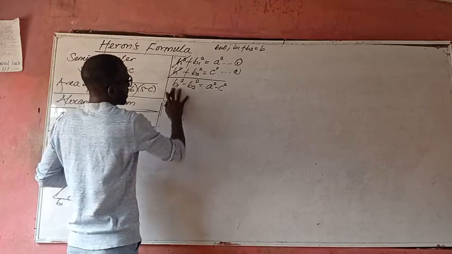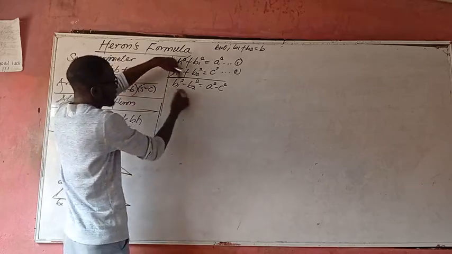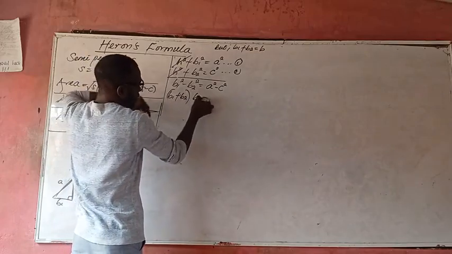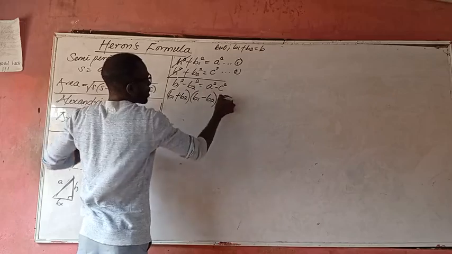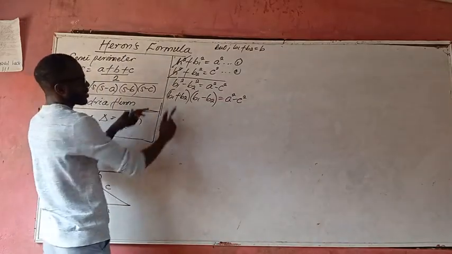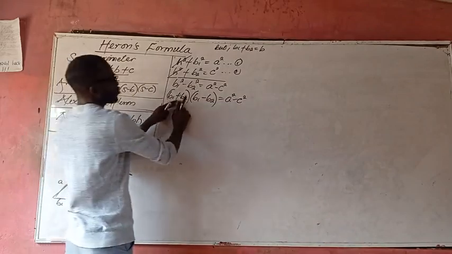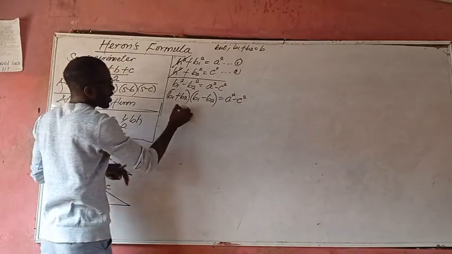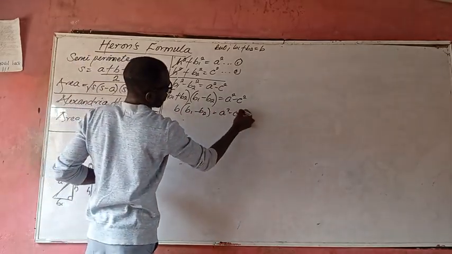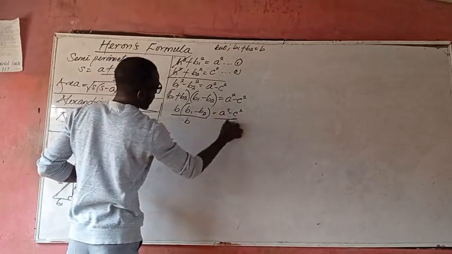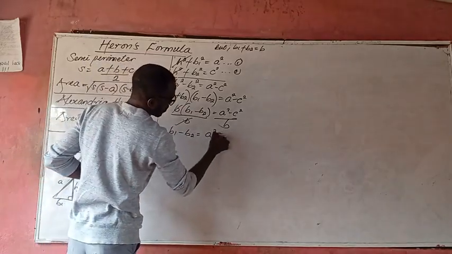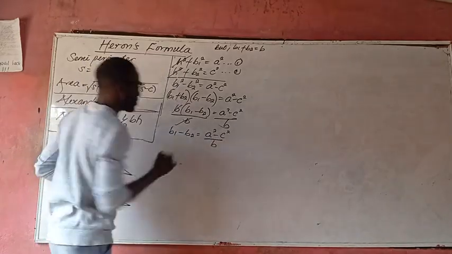So if that be the case, then we have this difference of two squares: (B1 + B2)(B1 - B2) = A squared - C squared. Take note that B1 + B2 is what? B. So we have B(B1 - B2) = A squared - C squared. Divide both sides by B. So B1 - B2 = (A squared - C squared) over B.